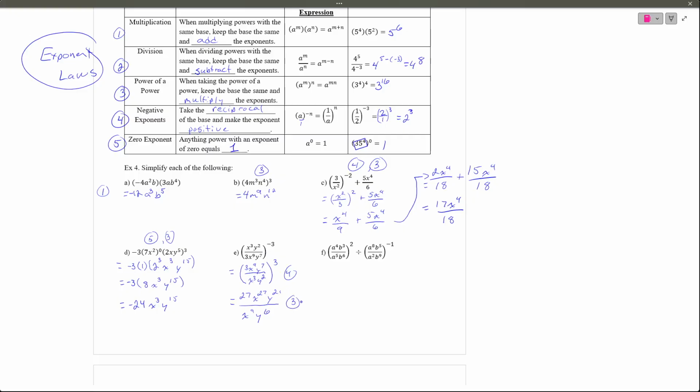Are we done yet? Not quite. We still have a division going on. So this fraction is really just division. So how do we deal with division? We subtract our exponents. So we're still going to have our 27, but now it's going to be x 27 minus 9. So that's going to be x to the power of 18. And then we have y of 21 minus 6, so that's y to the power of 15. So this was division, rule number 2. So we had to apply all 3 rules here.